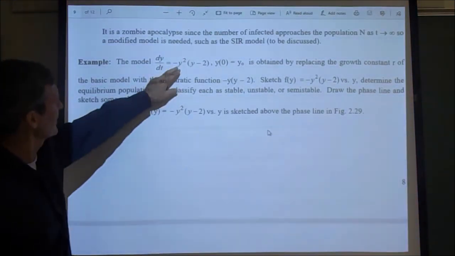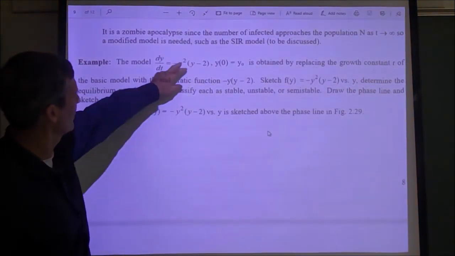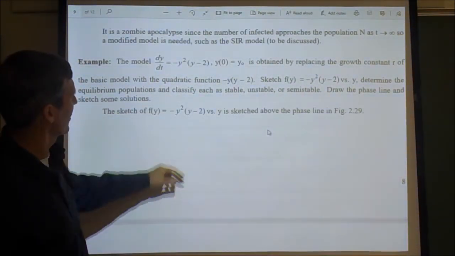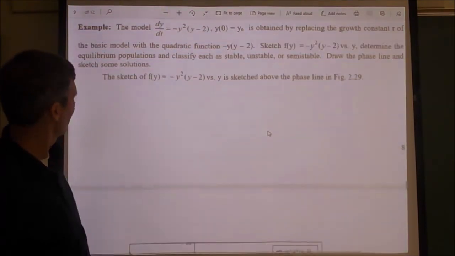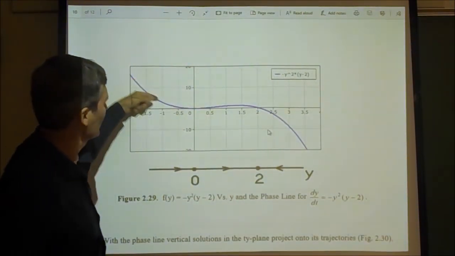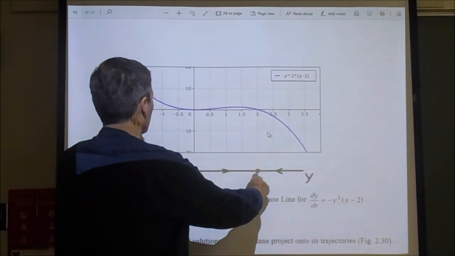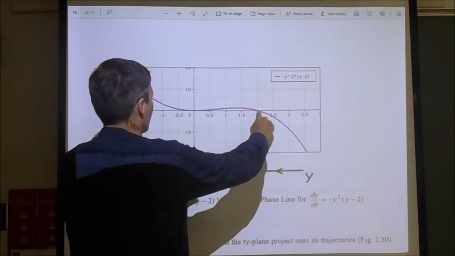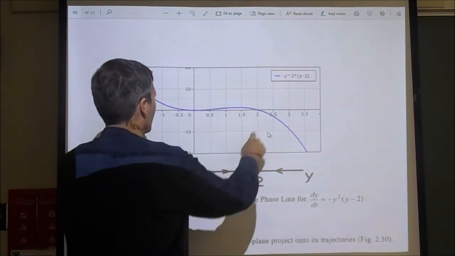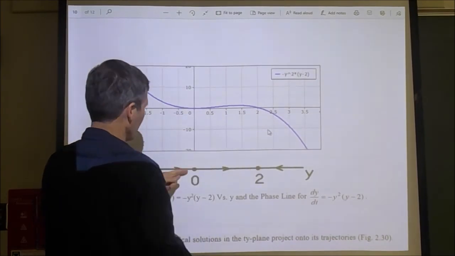And there's other ones. Here's another model, a population model, where you replace the growth rate with a quadratic, y times y minus 2. And you can draw its phase line. Here's the graph of f of y versus y. It touches at 2 places, so those are the critical points. Where the plot of f of y versus y is positive, you draw a right arrow. Where it's negative, you draw a left arrow, and here's a positive, so you draw a right arrow.